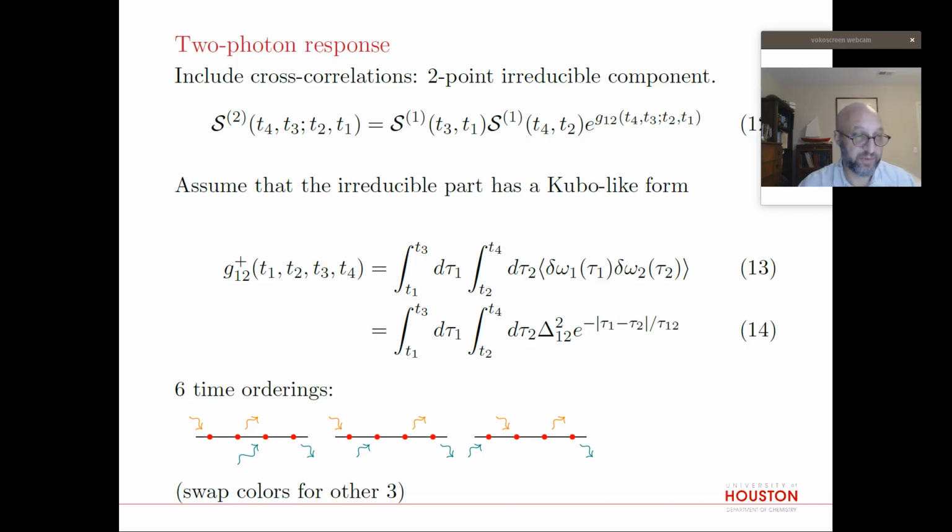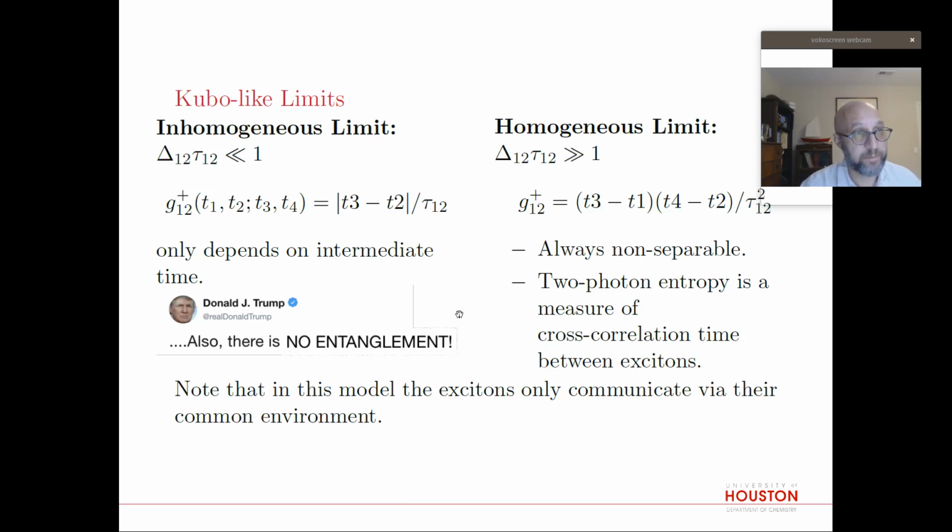The other 3 are simply just switch the colors, but don't switch the time orderings. And you can write out what the 6 integrals happen to be. And again, you have, much like Kubo, an inhomogeneous limit where the correlation time multiplied by the strength of the interaction is small, and you get an entanglement function that only depends upon the intermediate time, which means that in this limit, this thing is fully separable.